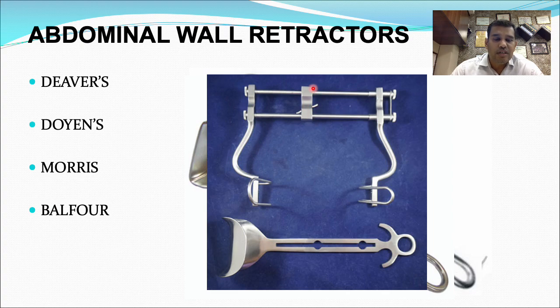So once you place this, it is self-retaining. It is not going to move. You don't need an assistant for this. For all other retractors, you have to have an assistant to hold the instrument in place and to retract the abdominal wall. But once you put this assembly and retract it, open it, it will retain itself, and even with one assistant or without assistance you can do surgery.